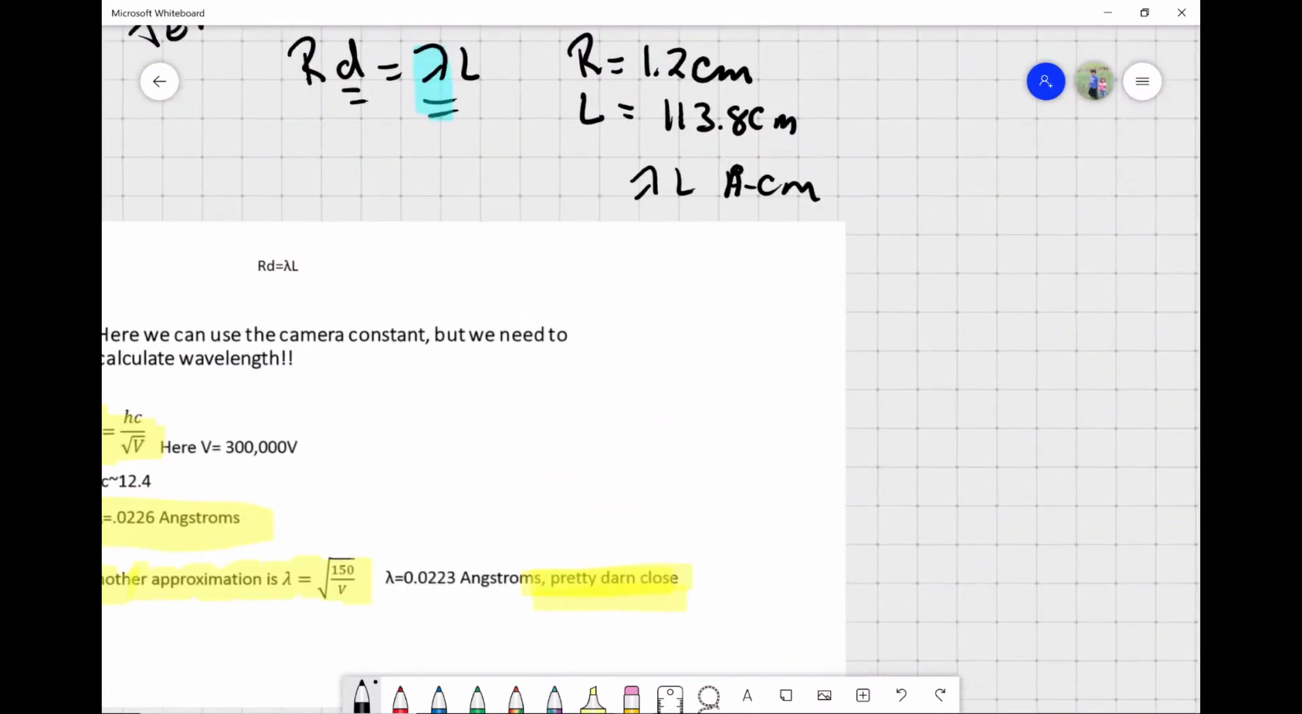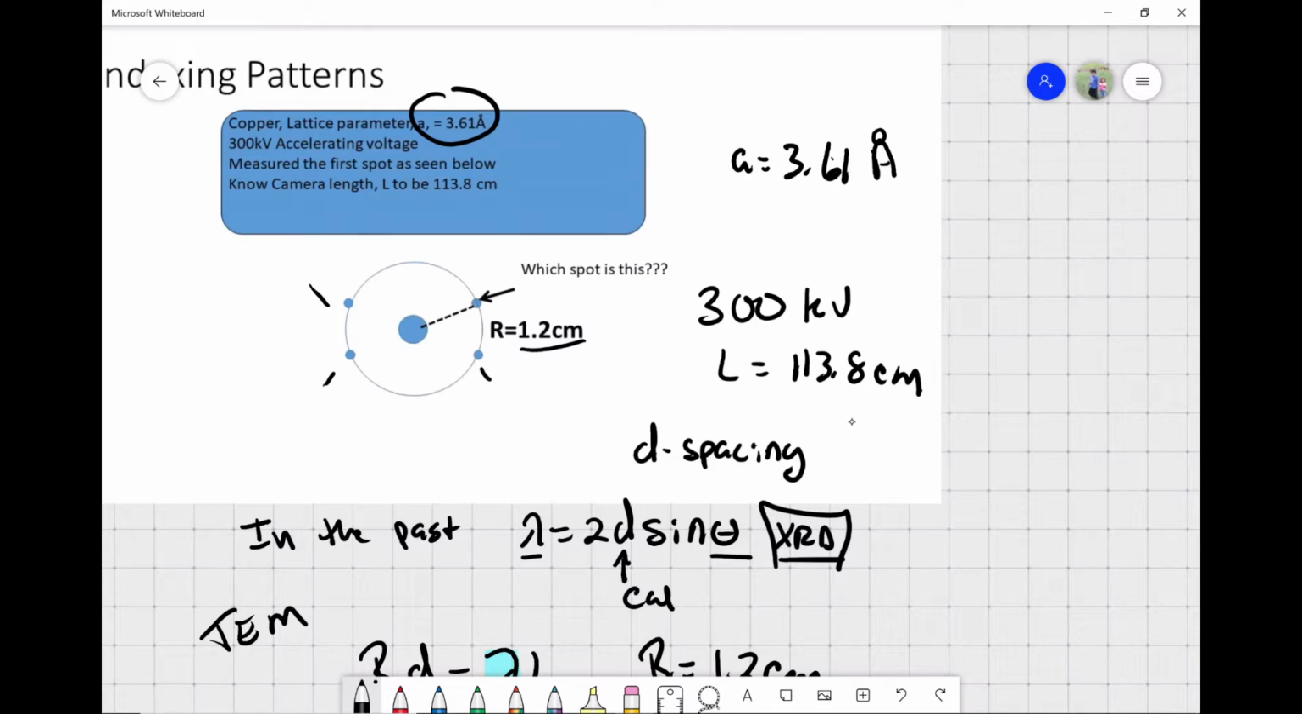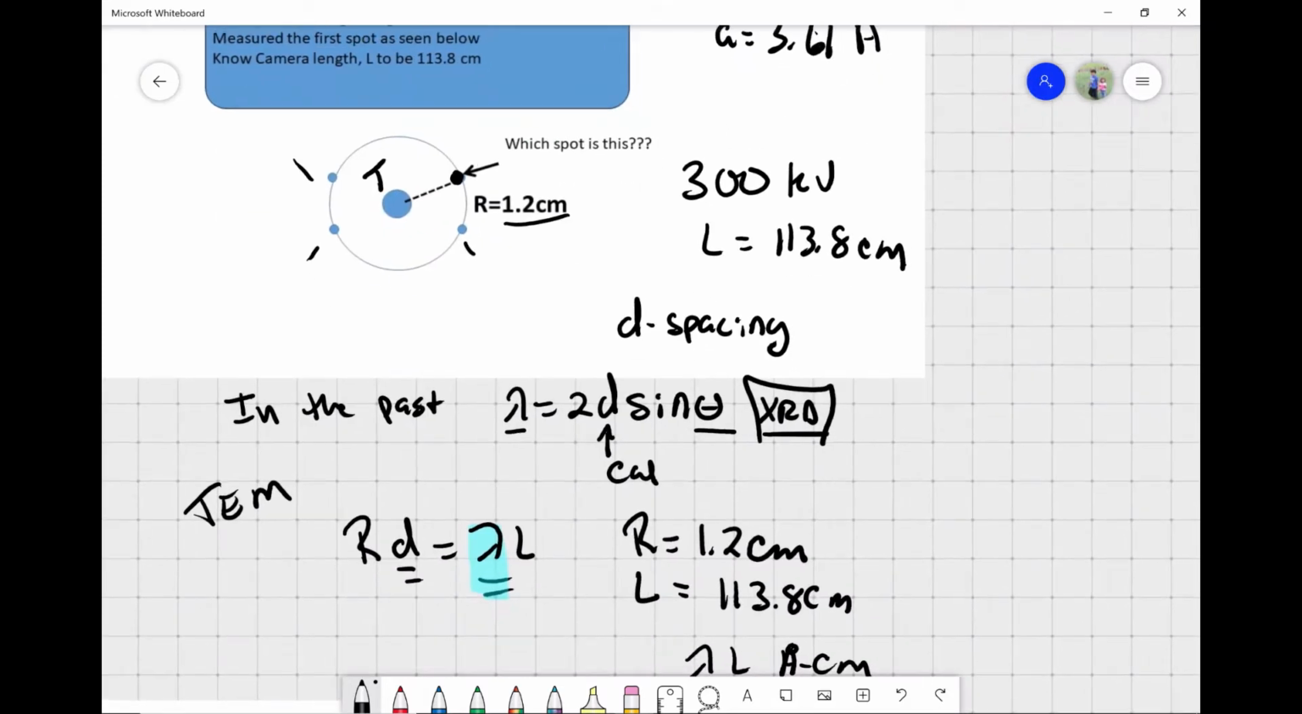Again, the TEM is a projection system. We have our transmitted beam. We have our diffracted beam. And based on the so-called camera setup, we have L, we have R, and then we have wavelength and D spacing. So 1 over L, 1 over wavelength, and 1 over D.